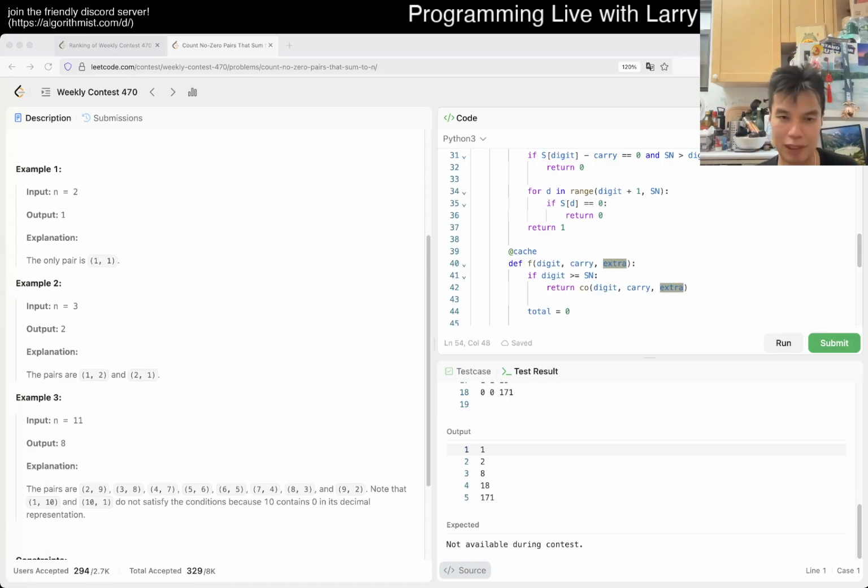I don't know where this beeping keeps on coming from. Oh, no, that's not my fire alarm.